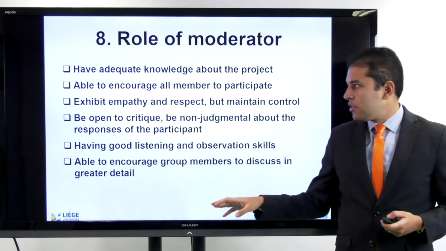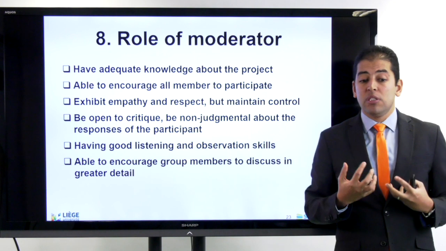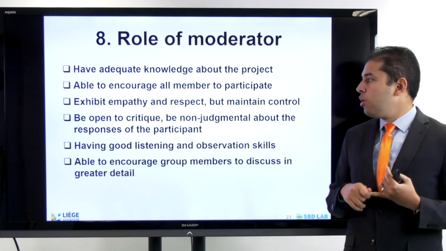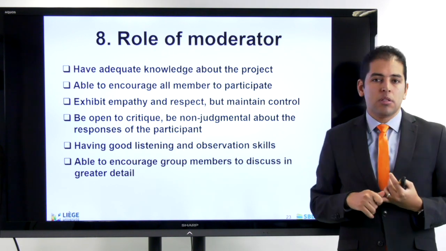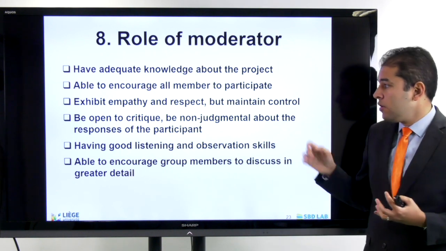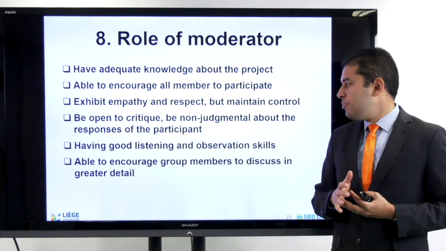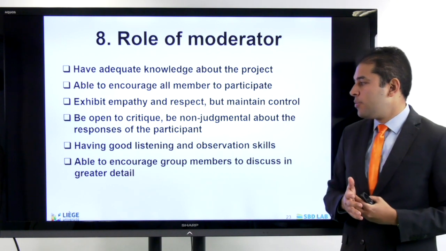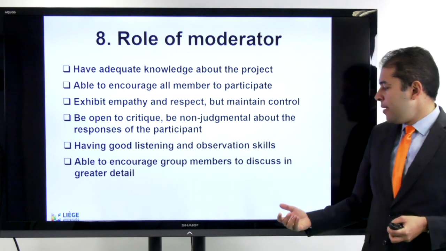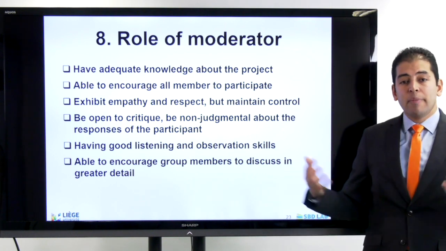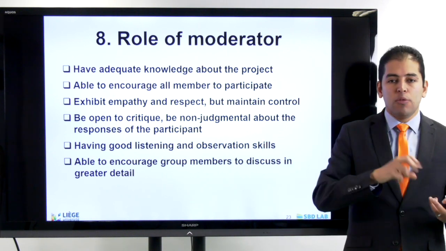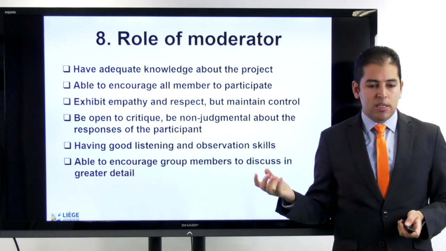Now, what is the last step here? The role of the moderator. The moderator needs to have adequate knowledge about the project, very important. Able to encourage all members to participate, exhibit empathy and respect, but maintain control. Be open to critique, be non-judgmental about the responses of participants, have good listening and observation skills, be able to encourage group members to discuss in greater detail, and make sure that everybody is able to contribute and will be listened to, and nobody is taking the word from somebody else.